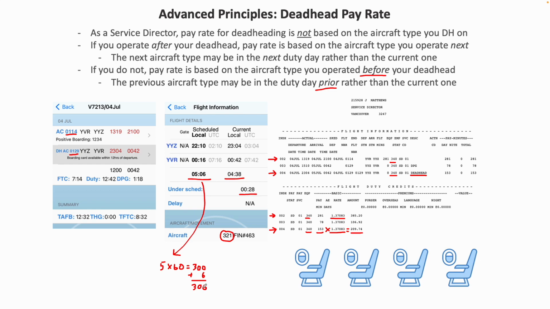But because it's a deadhead, we don't actually get paid for all of those minutes. We get paid for half of them. So if we divide 306 by 2, we get 153. And that is the number that we see in pay minutes. So that means that our deadhead has been paid out correctly for the correct number of minutes.